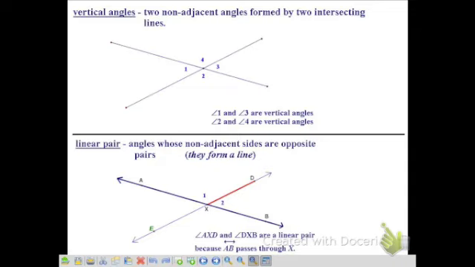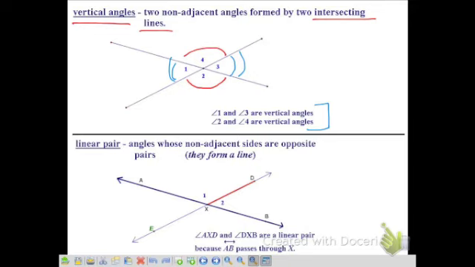The next pair is a pair of vertical angles. Now, vertical angles are angles when we have two lines crossing, okay, so two intersecting lines. We end up with four angles, and if you notice, angles 2 and 4 or angles 1 and 3 are across from each other. Those are our pairs of vertical angles, the ones that are across from each other.